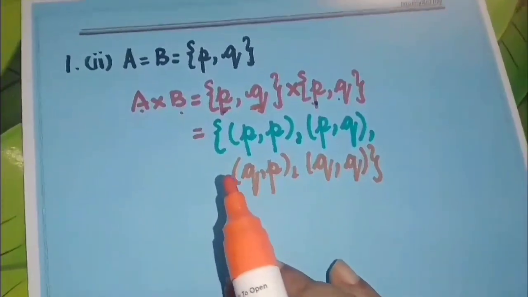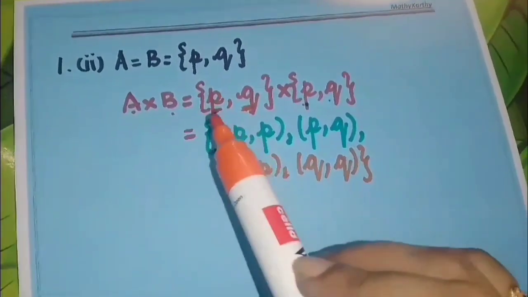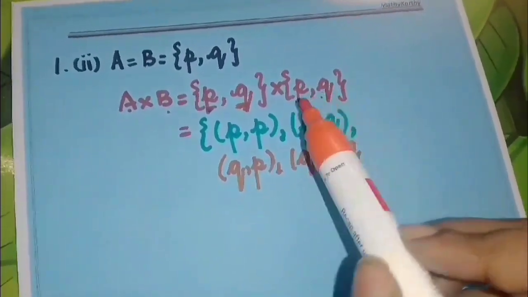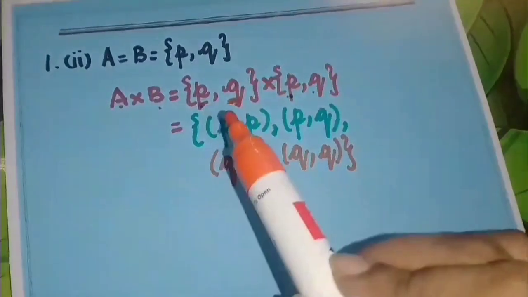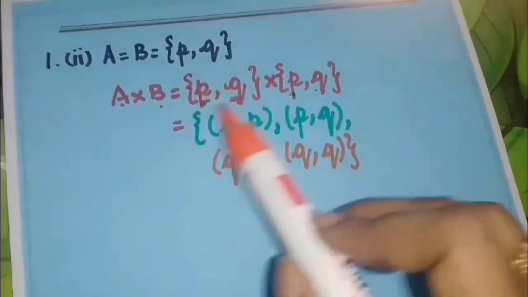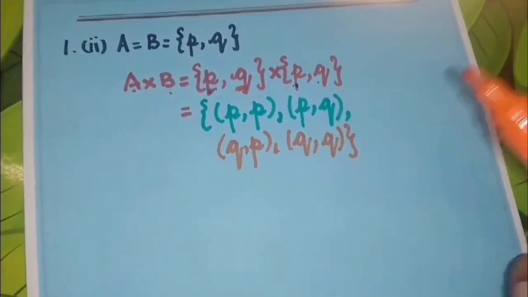Hope you have understood. So we'll repeat it again. A cross B is the set which contains P comma Q being crossed with the same set which contains P comma Q. So first we'll form pairing with P. So P comma P and P comma Q. Second we will pair with Q. So Q comma P and Q comma Q. We have exhausted this set and thus we have got the answer A cross B.